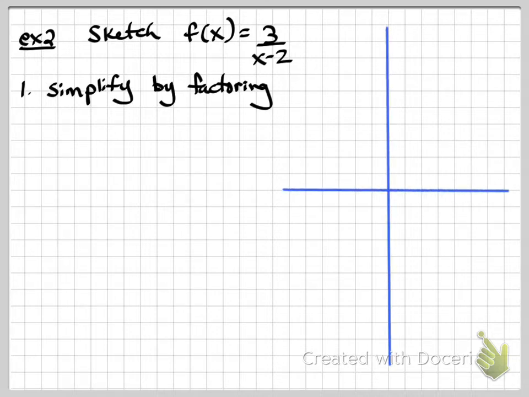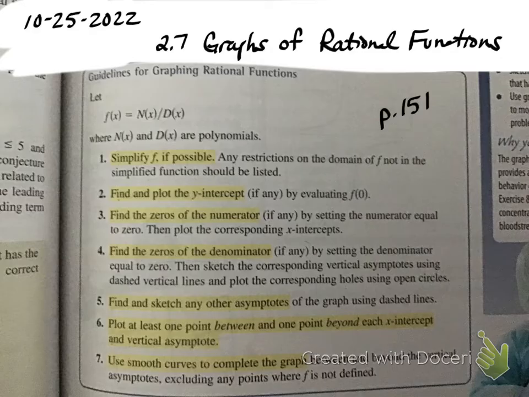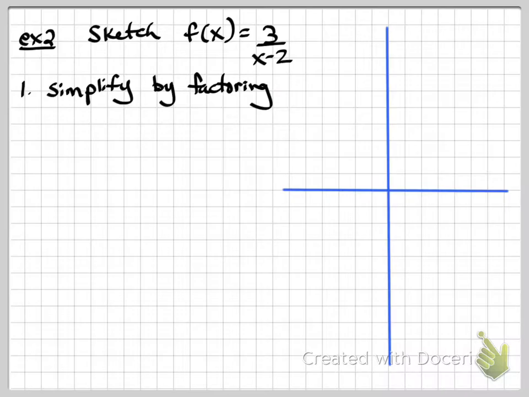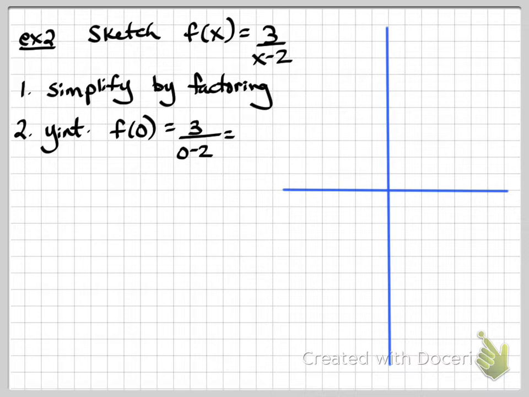Step 2 says find the y-intercept. Find and plot the y-intercept, if any, by evaluating f of 0. See, it tells you exactly what to do. So step 2, we want to find the y-intercept, and we're going to do f of 0 to do that. So you just go to the f function and put a 0 in for all the x's and see what you get. You get 3 over negative 2, which is negative 1.5. So now we're going to go to the y-axis and put a point at negative 1.5. That's our y-intercept.